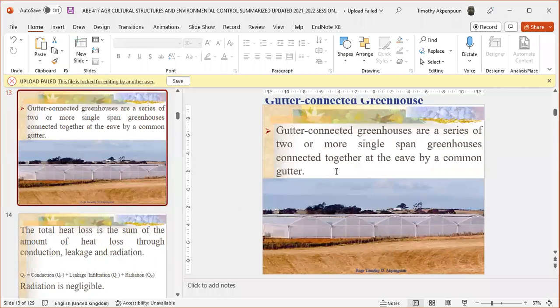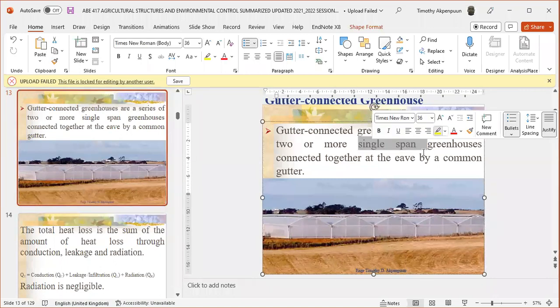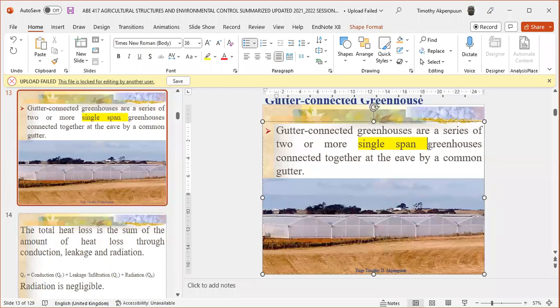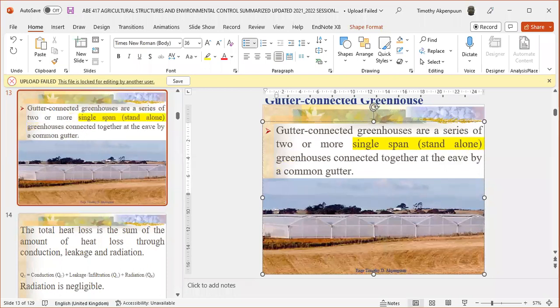Another one is gutter connected. This one says what? Gutter connected greenhouses are a series of two or more single span. Single span means what? Single span means stand alone. Are you following me? Yes, sir. Gutter connected greenhouses are a series of two or more single span, or two or more standalone greenhouses connected together at the eave.